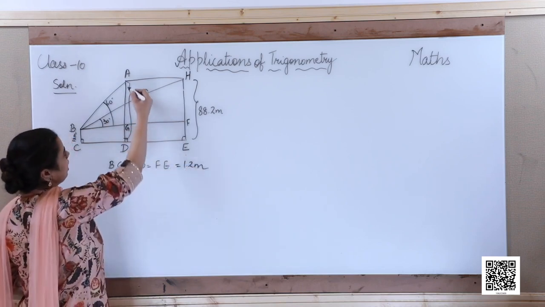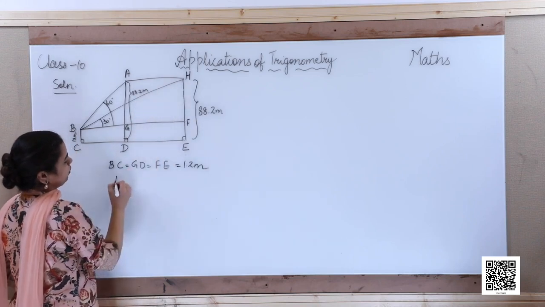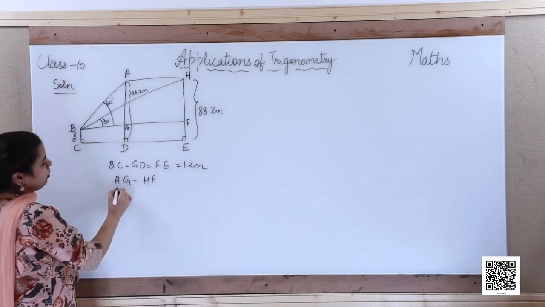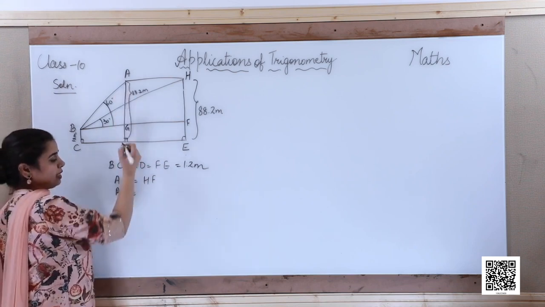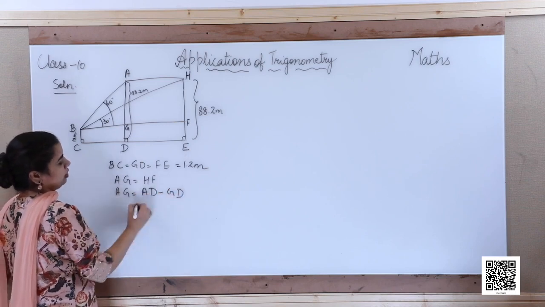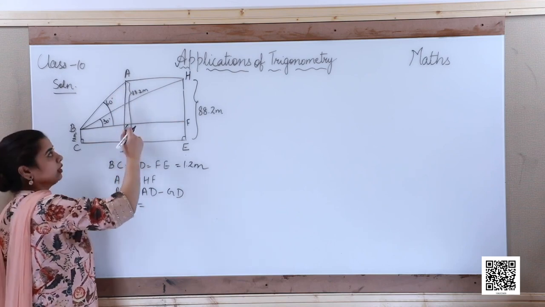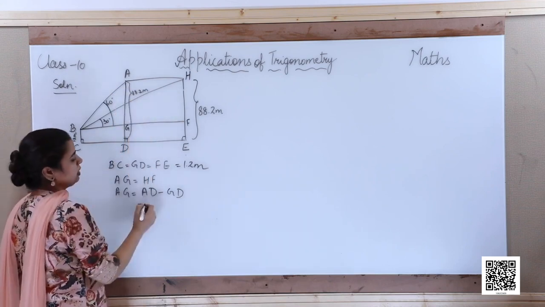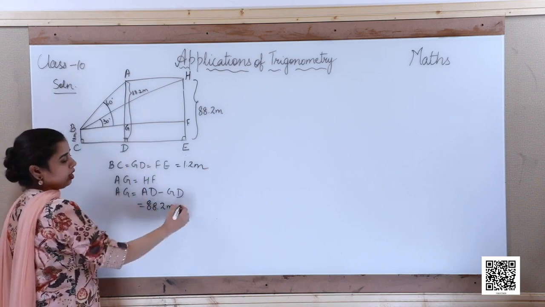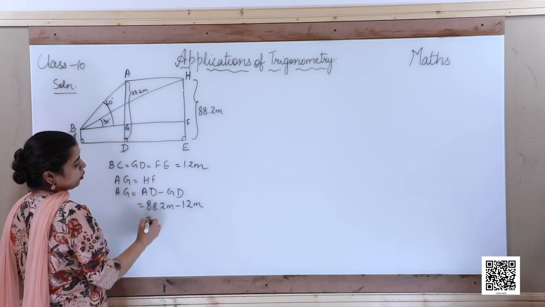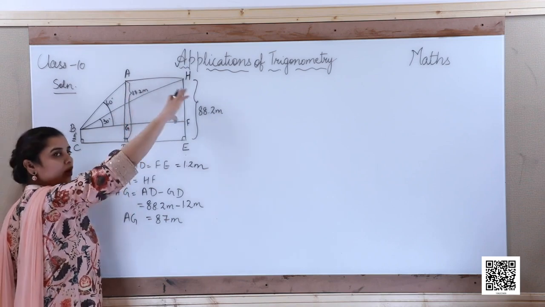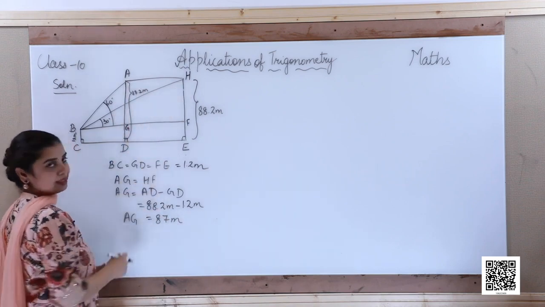Now in this case, I can say that AG is equal to HF. Now what is AG? AG will be equal to whole of this length AD minus GD. We know that AD, which is given that the height of the balloon above the ground level is 88.2 meters, and GD it is given to be 1.2 meters. So we get that 87 meters. So AG or HF, we have got it equal to be 87 meters.